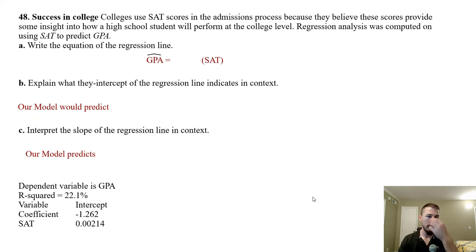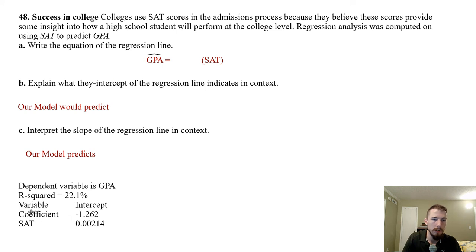All right, 48. Success in college. So colleges use SAT scores in the admission process because they believe the scores provide some insight on how a high school student will perform at the college level. Regression analysis was computed using the SAT to predict the GPA. So they took students, they looked at their incoming SAT and the GPA they had at the end of college, and they tried to see if there was a correlation between the two. And not only the correlation, but they created a regression line to be able to model and predict their GPA, which would be like their success in college, their college GPA based on their SAT.